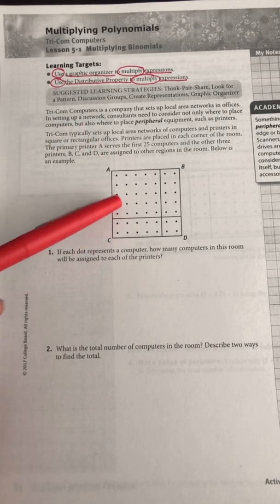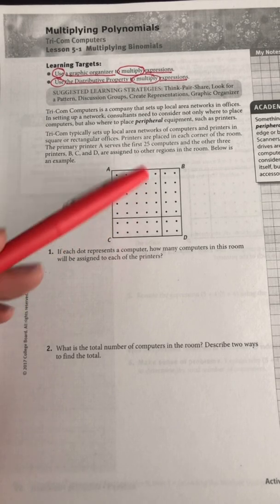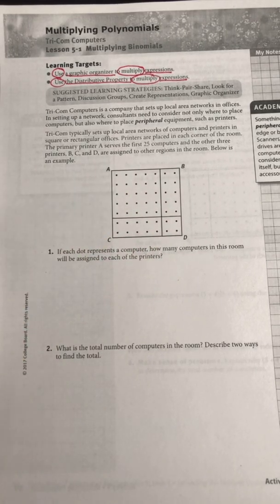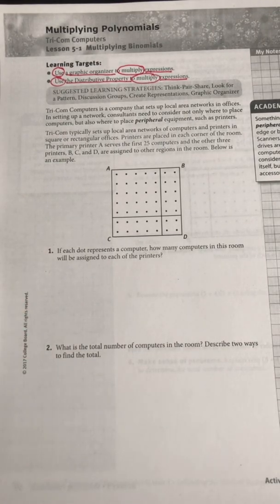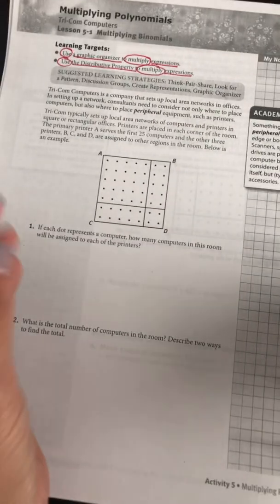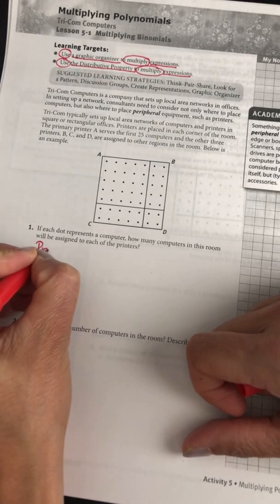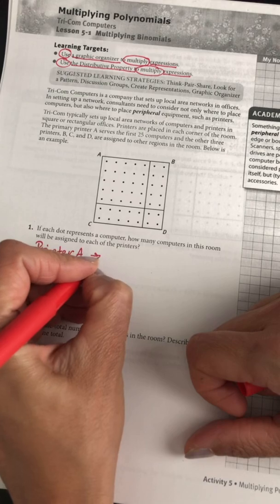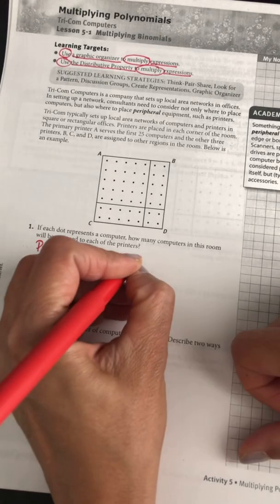So 1, 2, 3, 4, 5 in each column. 5 columns, 5 times 5 is 25, so that would be 25 little dots in there. If each dot represents a computer, how many computers in this room will be assigned to each of the printers? So let's start with printer A. We already know it is going to have 25 computers.